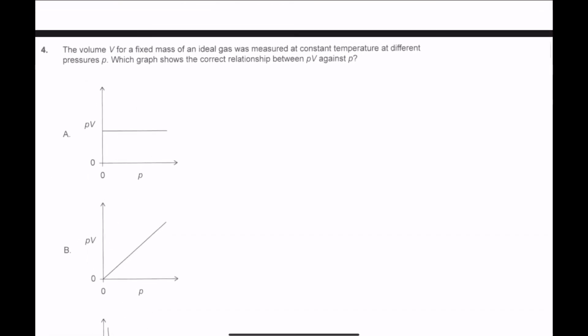Now, question 4. Here I'll just zoom in a bit. The volume V for a fixed mass of an ideal gas was measured at constant temperature at different pressures P. Which graph shows the correct relationship between PV and P? Fixed mass of gas means your moles is constant. Constant temperature means T is constant. So in the PV equals nRT equation, nRT, these three are constant, so PV will be equal to a constant. The value of PV won't change even if you change the pressure and volume.